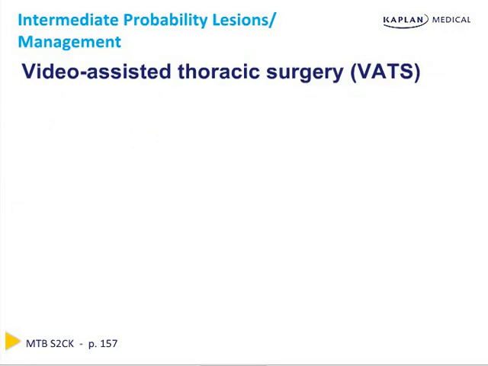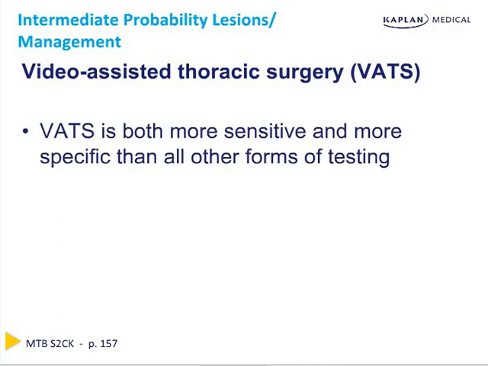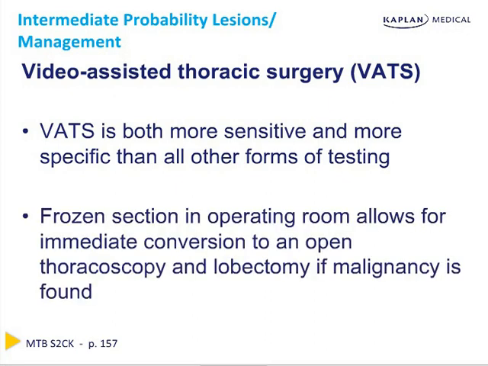Another possibility is video-assisted thoracic surgery, or VATS. VATS is both more sensitive and more specific than all other forms of diagnostic testing for a solitary pulmonary nodule. You can gather a frozen section in the operating room, which allows for immediate conversion to an open thoracoscopy and lobectomy if the malignancy is found on pathology.